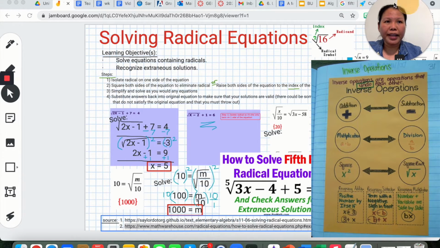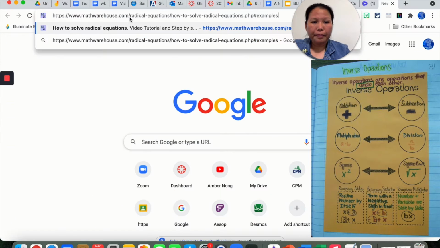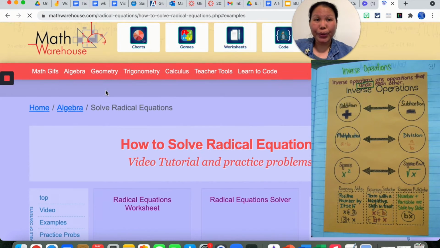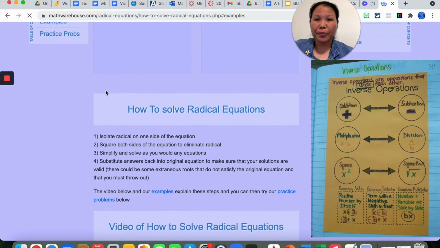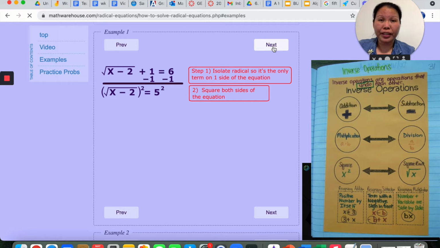Let's open a new tab. I have to move my bubble to the left a little bit so I can click on the new tab. Paste the address in. Mathwarehouse is where I get those problems to show you as model problems. Remember this example? We asked you to try it. So on this website, you can click on next. It will give you how to solve the problem step by step. If you just click next, it will show you the next step.